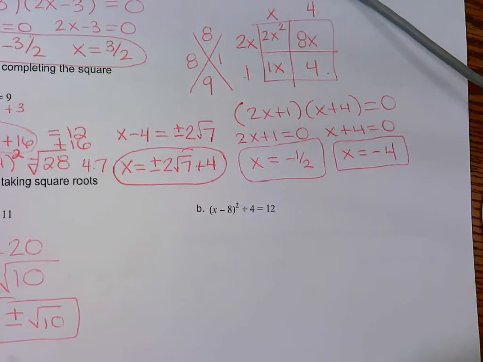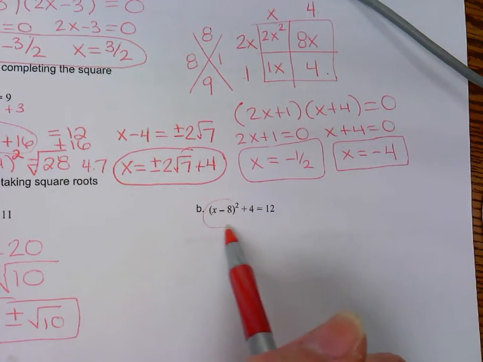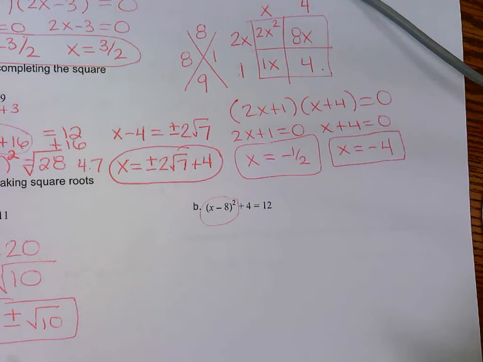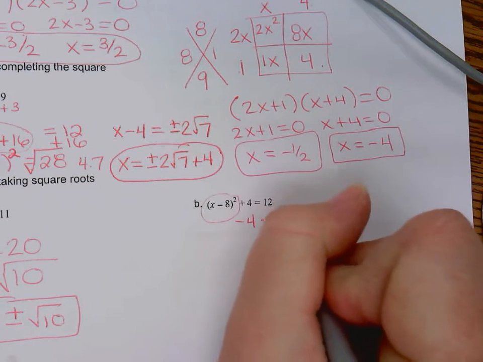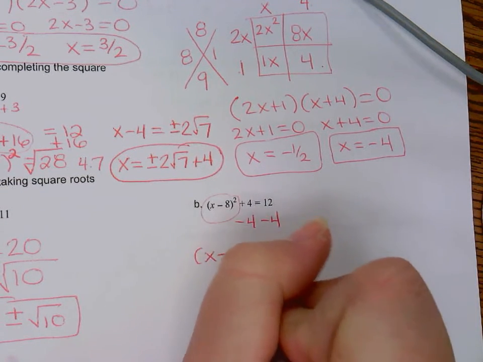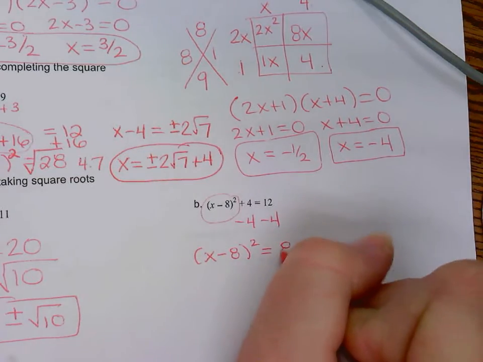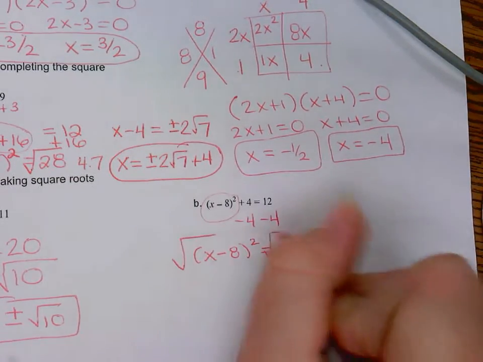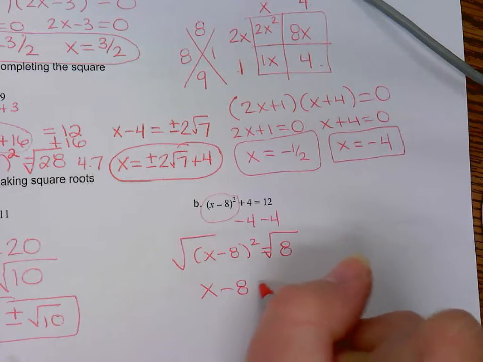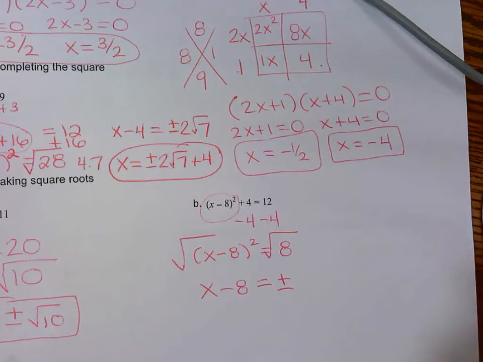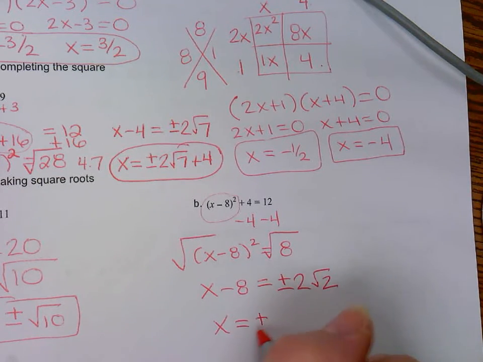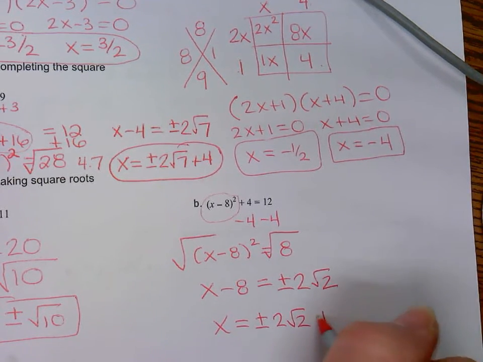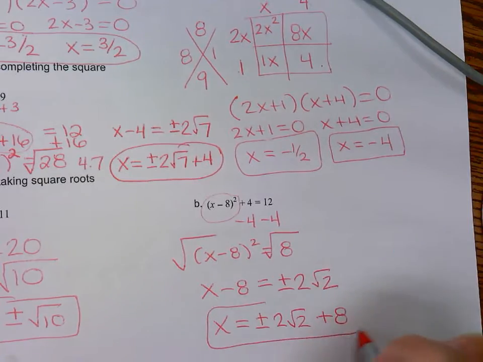On example B, you're going to treat this like your x squared. So don't go and FOIL that out. Just subtract 4 to the other side. So you have x minus 8 squared equals 8. Take the square root of both sides, so x minus 8 equals plus or minus 2 root 2. So my final answer, plus or minus 2 root 2 plus 8, is how I would get x by itself.